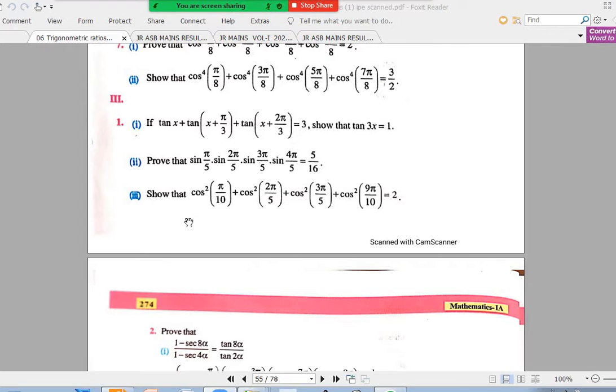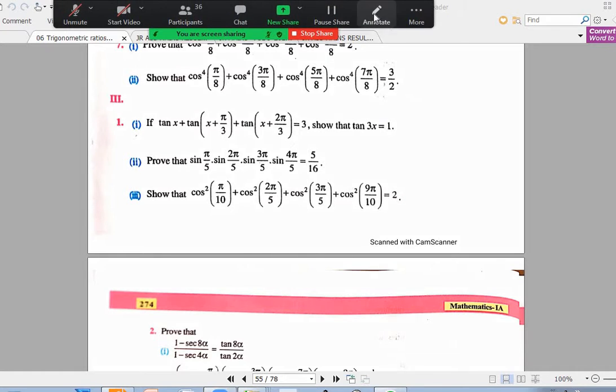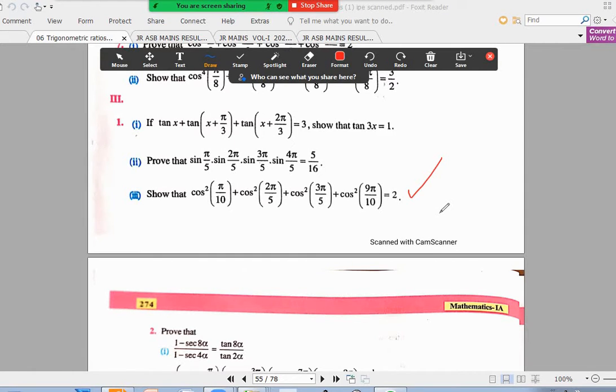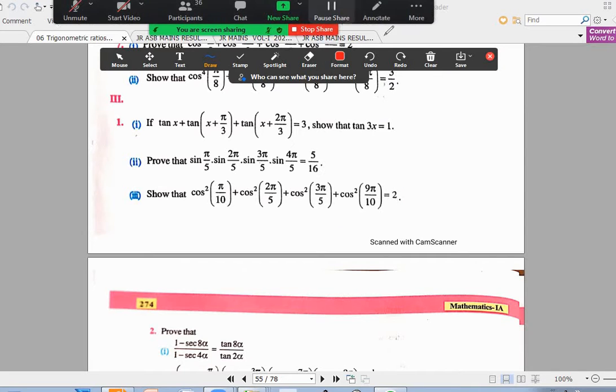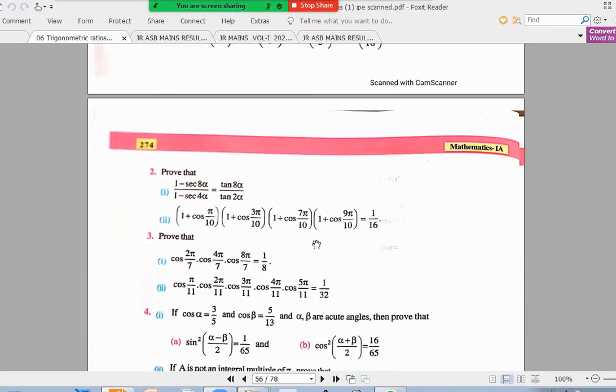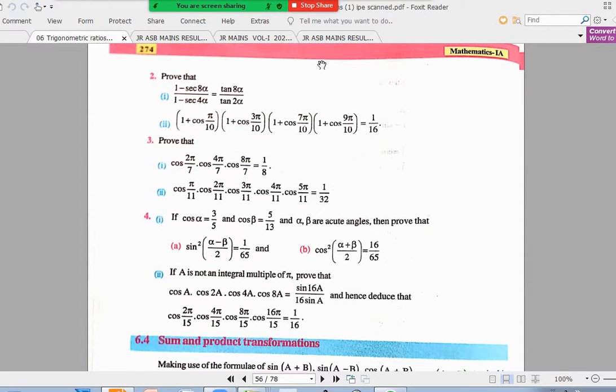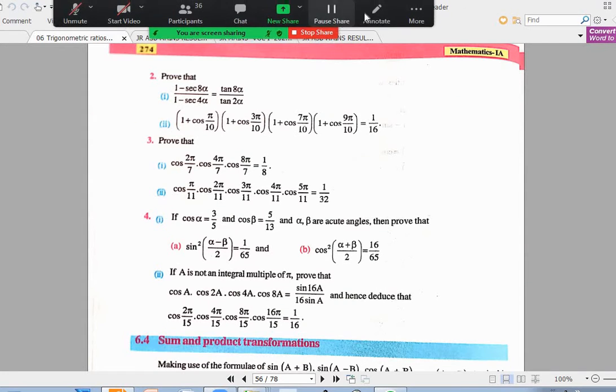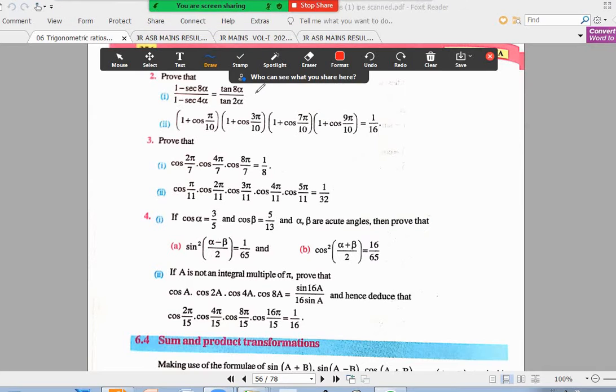This third question, no problem, I think. Anybody doubt about this third question here? No, sir. Yeah, this actually can be in trigonometric ratios identities. Doesn't have to come to exercise. Yeah, this first question, anybody any doubt? Yes, sir.